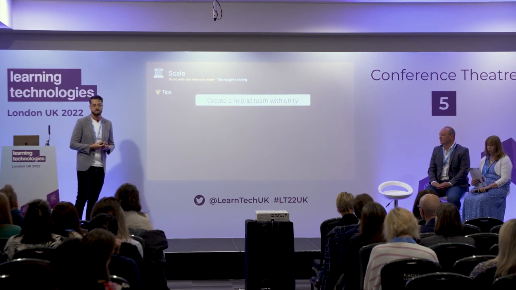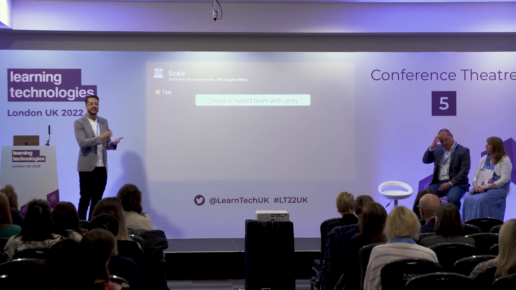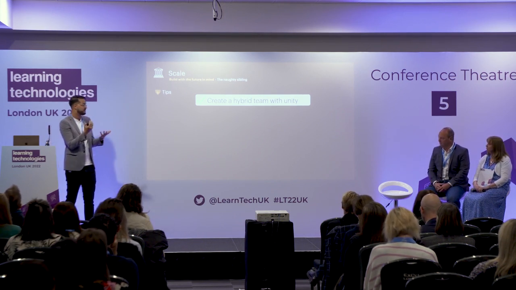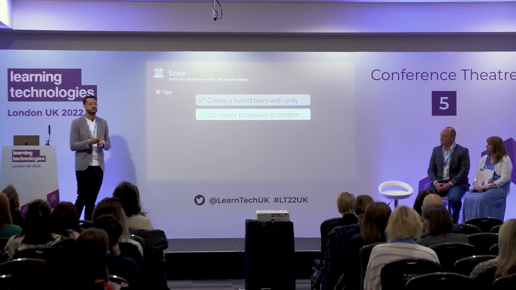Number 1, create a hybrid team with unity. Build meetings together, cadence meetings, invite each other to socials. Build the team of communication with each other. Don't silo this off just because of reporting lines. Number 2, co-create processes in tandem.